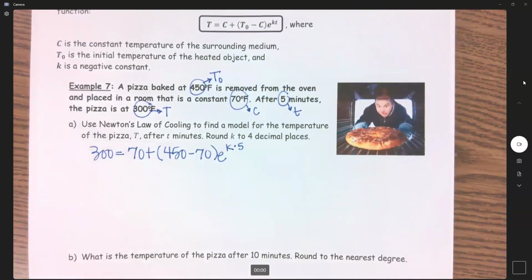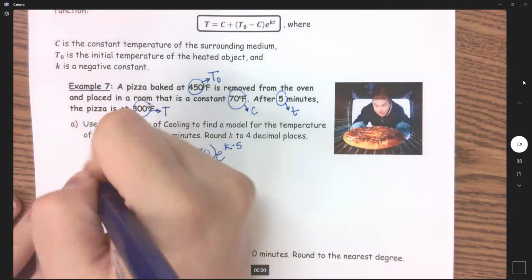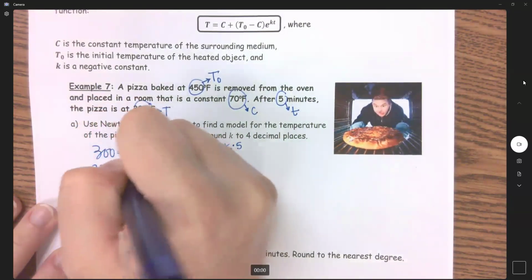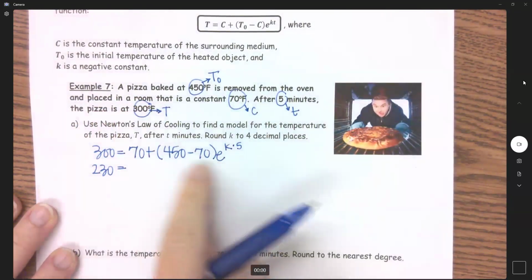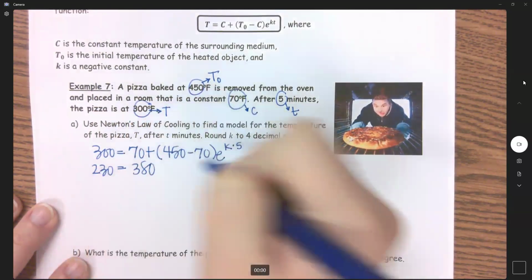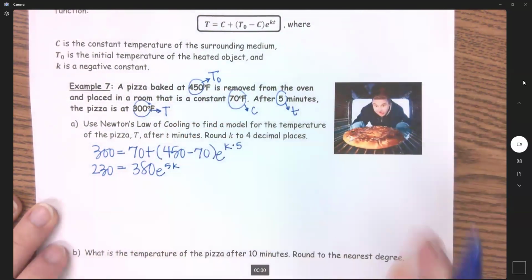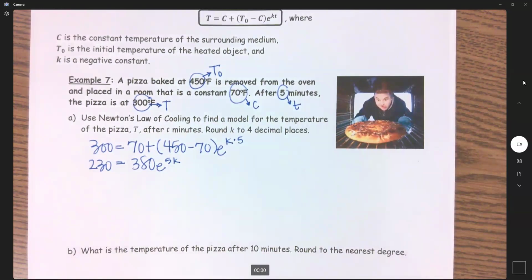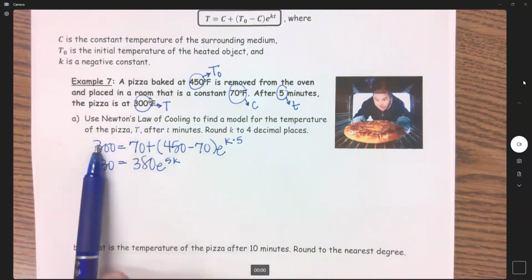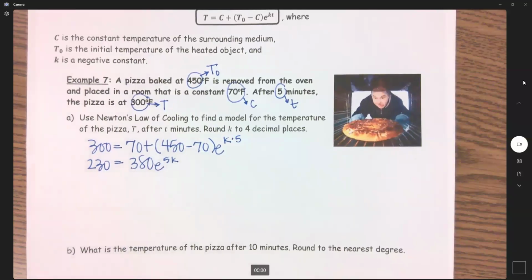So let's solve this for k. I'm going to do two things at once here. First, I'm going to subtract this 70 over to get 230. And then I'm going to subtract these: 450 minus 70 gives me 380. And then k times 5 is 5k. Okay, so I did two things in one. We subtracted 70 over, and we combined right here to get that 380.